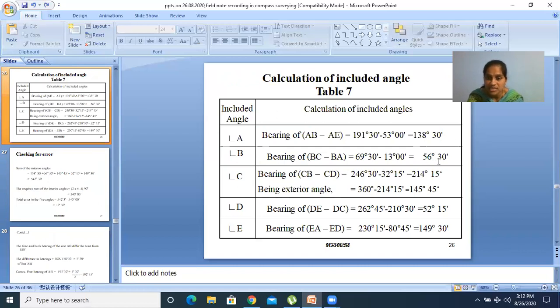Actual angle B is equal to 56. Actual angle C after correction is 145 degrees 15 minutes. Angle D is equal to 51 degrees 45 minutes. Angle E is equal to 149 degrees. So these are the actual angles.